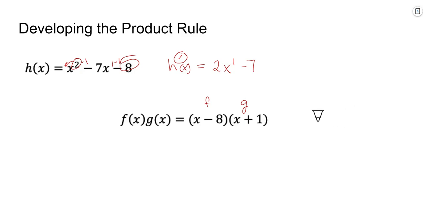So the formula we're going to get to, if we want to take this whole derivative, is we're going to take just the first one as it is, and multiply it by the derivative of the second one. Okay, so I'm going to show you, we'll put those pieces together. And then we're going to take the second one just as it is, as the original function, and multiply it by the derivative of the first one.